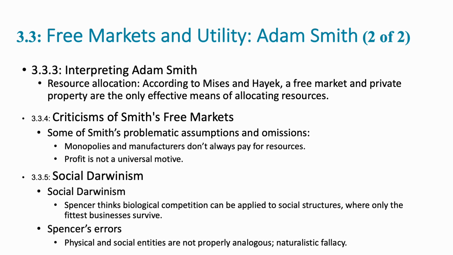So there have been some researchers that have interpreted Adam Smith's early work to talk about the most efficient way to allocate resources. And Mises and Hayek both argue that a free market system with private property really is the only efficient way to allocate resources, that individuals and governments cannot be as efficient. And for some things, I think that might very well be true. And for other things, I don't think that's necessarily true.